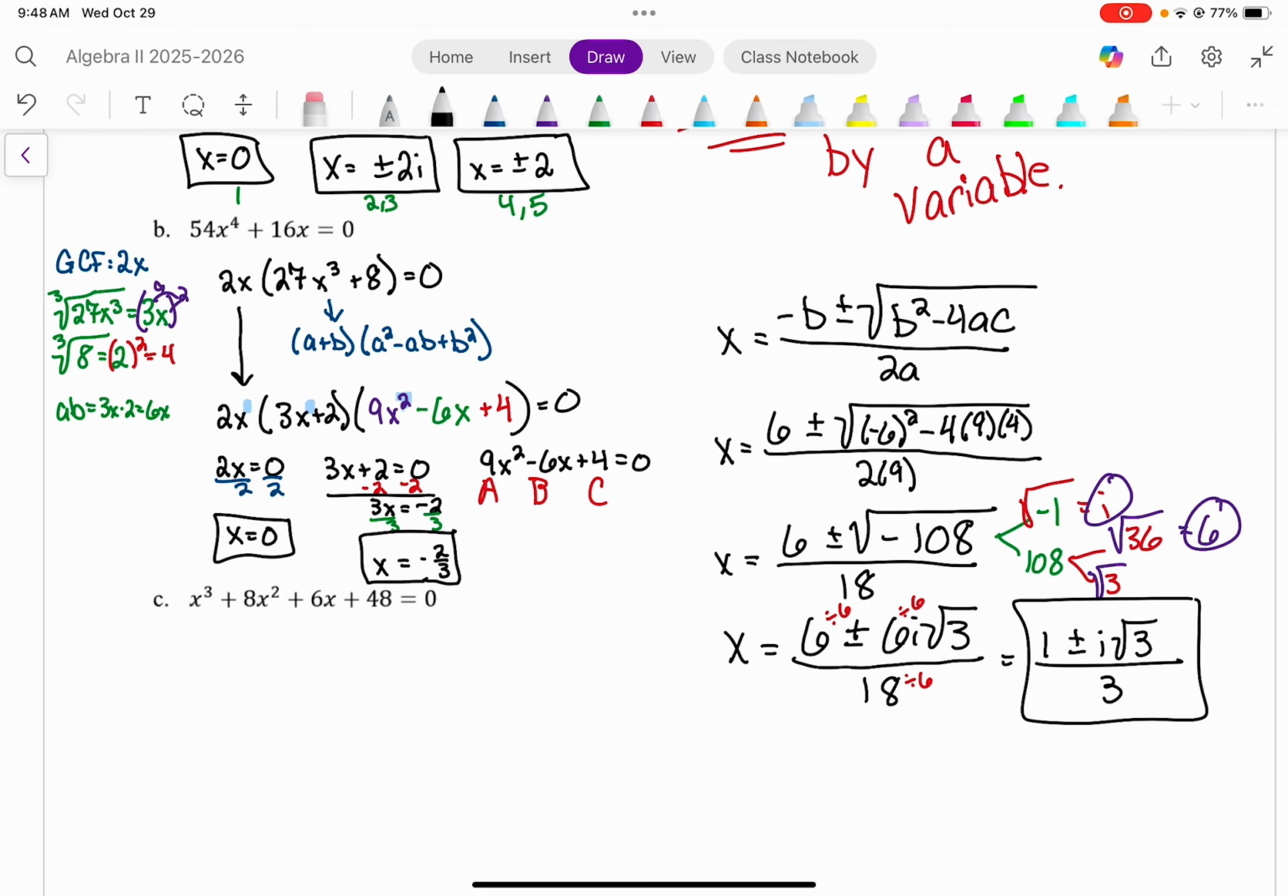Now, once you're done solving, you want to check, do you have all the solutions you need? Our highest exponent was 4. So for this problem, we should have 4 solutions. If we look, x equals 0 is 1. x equals negative 2/3 is our second one. And then over here, remember, because there's the plus and the minus, that gives us our third and our fourth solutions. So that means we are done solving because we have all 4 of our answers. Okay, the next video will cover our last example for this section.